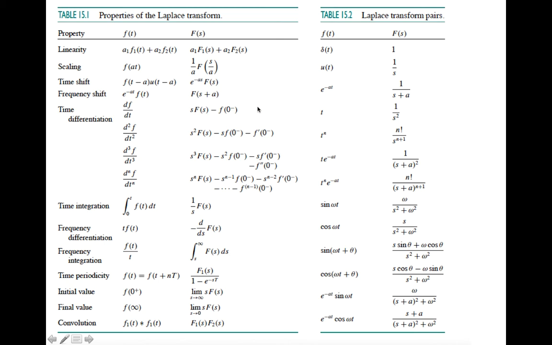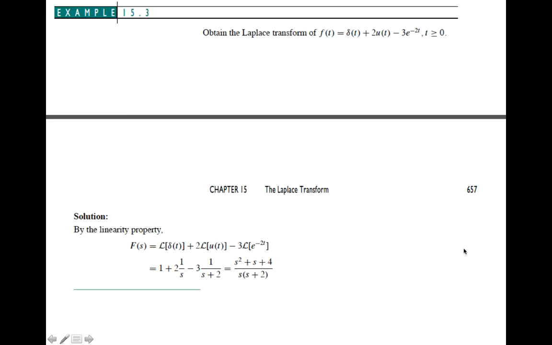So just some of the important ones: differentiation and integration in time are extremely important because they allow us to change differential equations into algebraic equations. Convolution in some fields, not necessarily in our class, but in some fields is very important because it allows you to work with multiplication instead of the convolution integral. And then these are your common Laplace transform pairs.